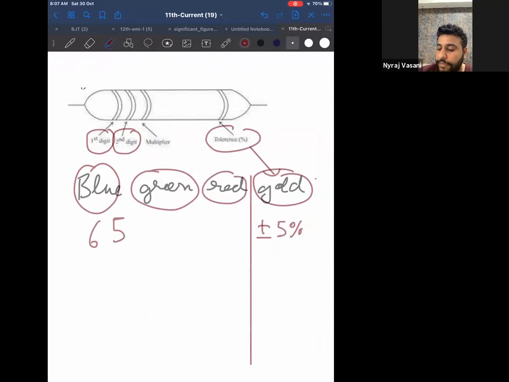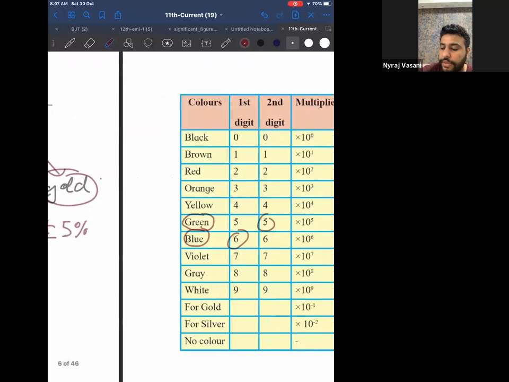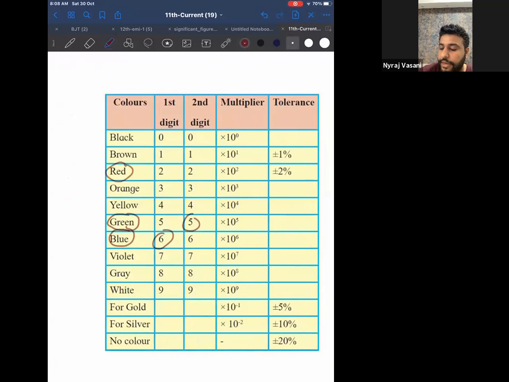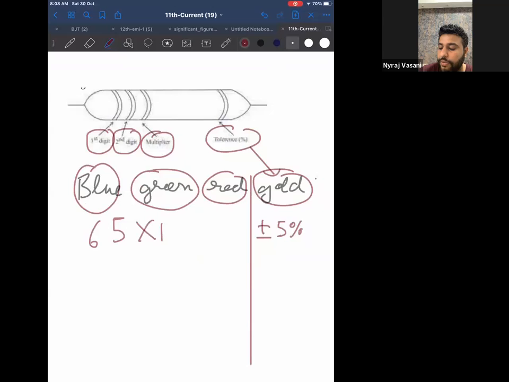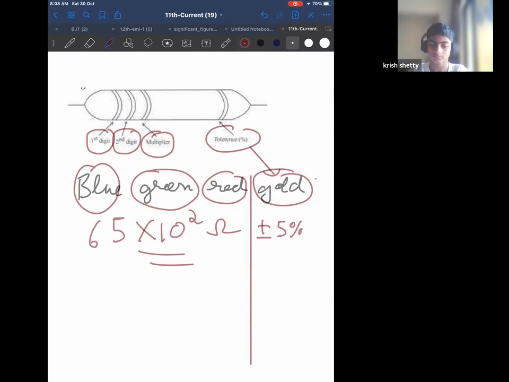Now, red is my multiplier. Check the multiplier for red: into 10 power 2. Therefore, I will write into 10 power 2. That's it. This is your resistance: 65 into 10 power 2 ohm with the tolerance of plus or minus 5%. Is this much clear? So we will do one more problem like this.